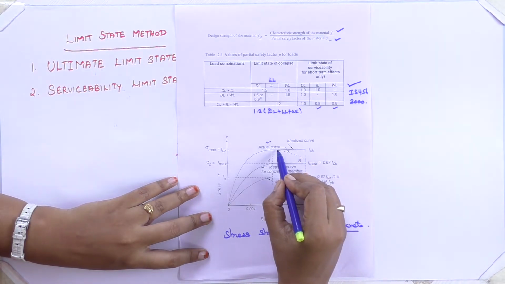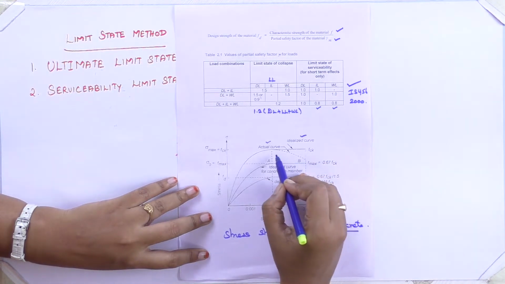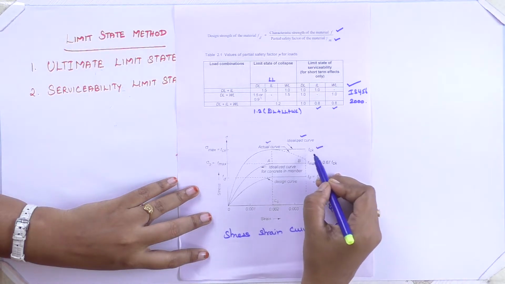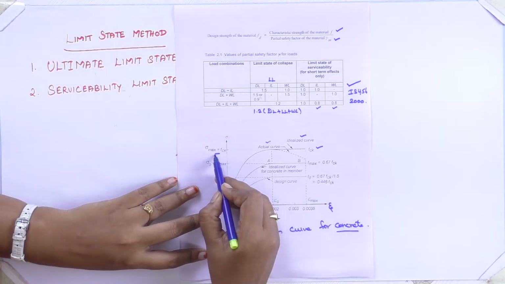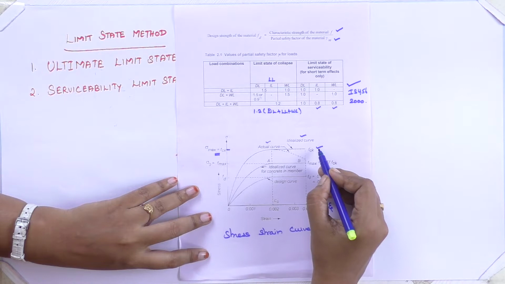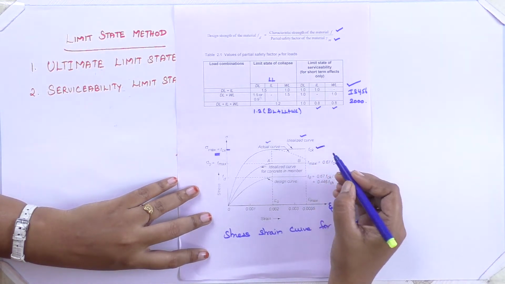When you draw a straight line, it is called idealized. You are making this actual curve idealized. This is FCK. FCK is nothing but the characteristic strength, when your sigma max will be equivalent to your FCK. When the stress is maximum, you will get the ultimate compressive strength of your material.